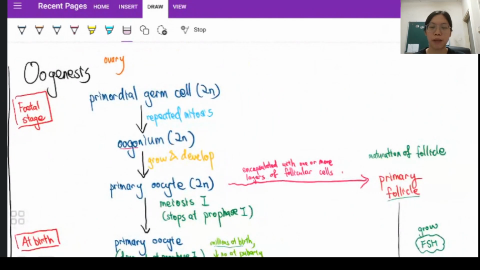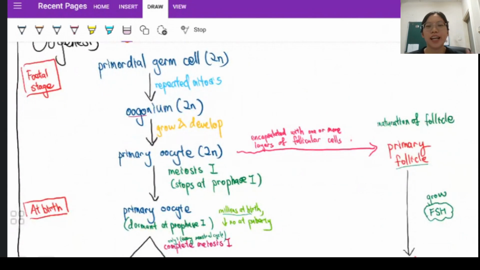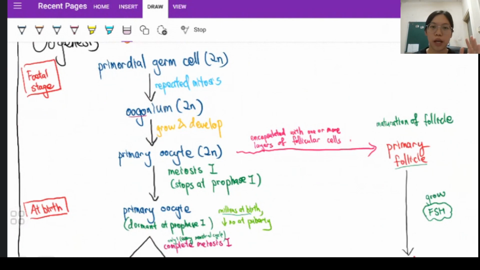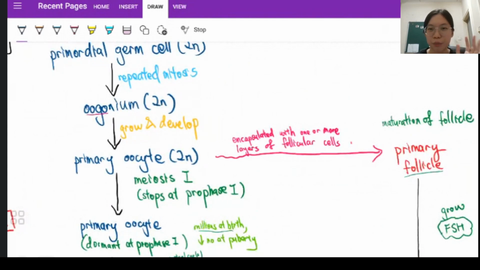Starting from the primary oocyte, students get lost. Why? This whole thing actually occurs in the fetal stage, where the fetus is still in the mother's uterus. Kind of scary, right? It already starts in the fetal stage. In the fetal stage, the primary oocyte starts to undergo meiosis 1, but it stops at prophase 1. So the primary oocyte undergoes meiosis 1 but stops at prophase 1. It's like you want to start but stop at prophase 1 already.